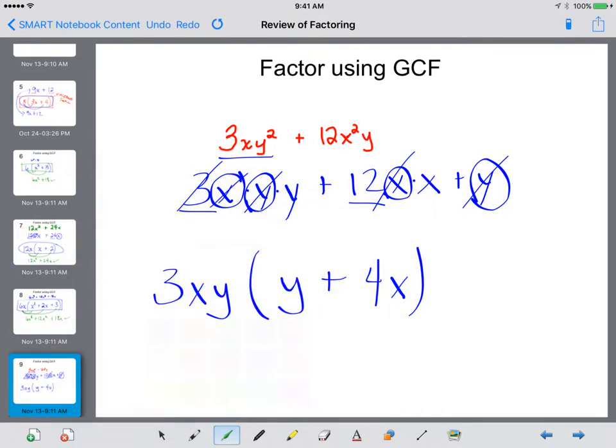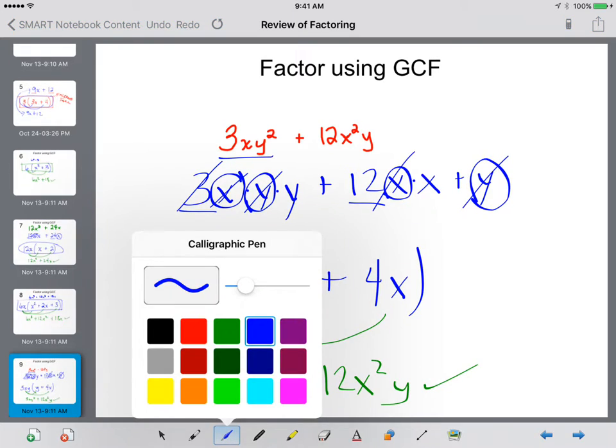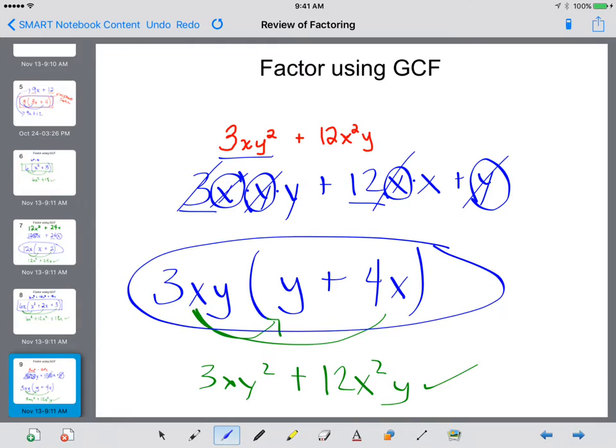So again, let's distribute back and let's see what we get. So 3xy times y, well, that's 3xy squared, plus 3xy times 4x, that would be 12x squared y. It checks out. There's my final answer.